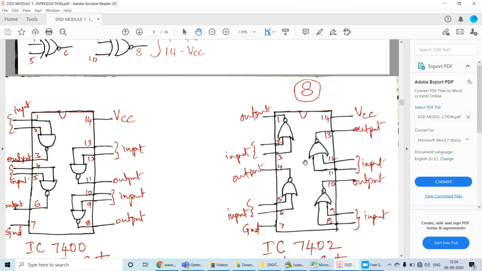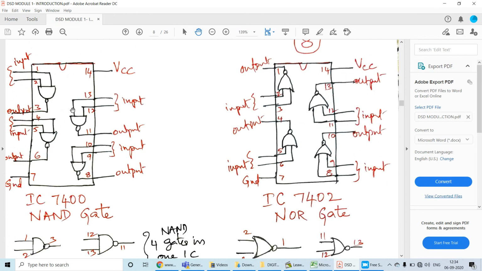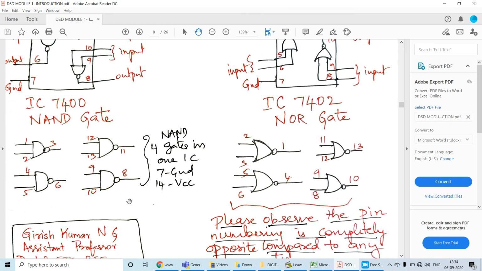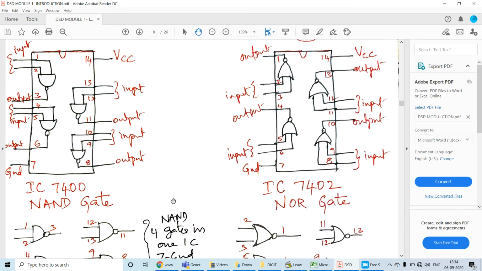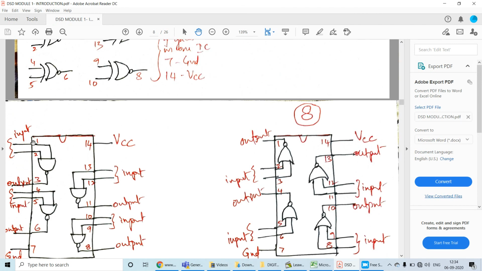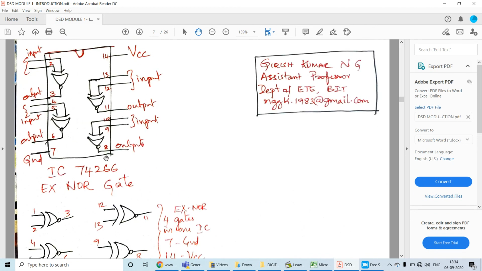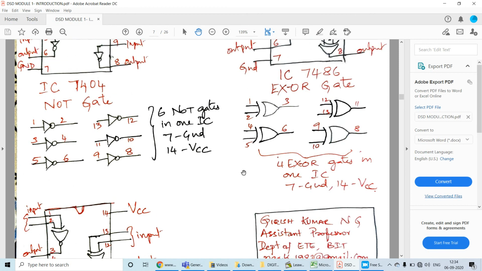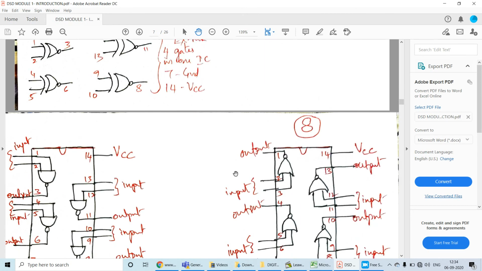Similarly, we have NAND and NOR gates. The NOR gate diagram is very important, I'll tell you why. For NAND, again you have 4 combinations in a single IC. 7400 is the 2 input NAND gate IC which is used, and this is how the numbering is done. In all gates, 1, 2 are inputs and 3 is the output, 4, 5 are inputs, 6 is the output and so on. Similar pin numbering is there for all ICs except the NOR gate.